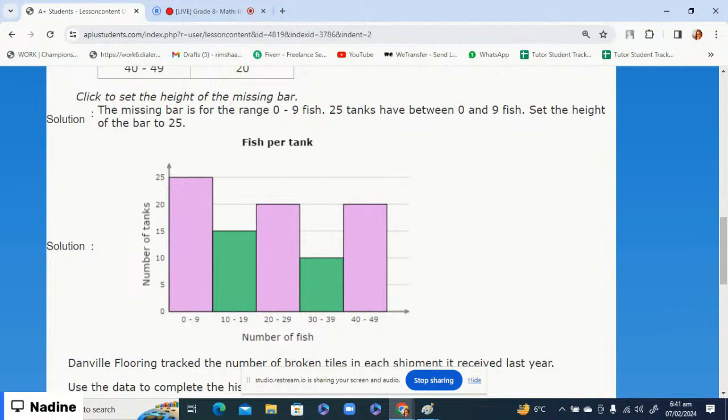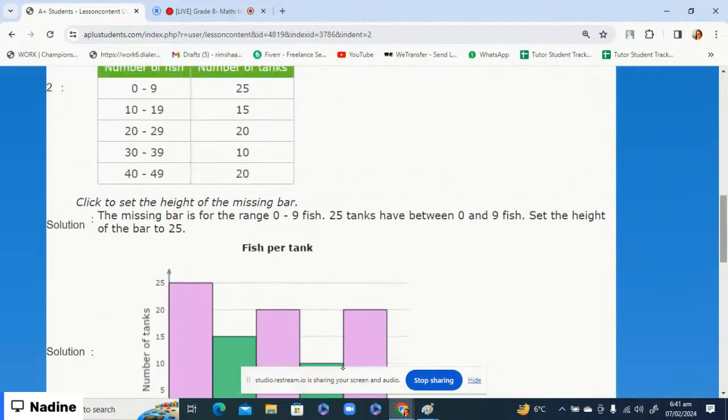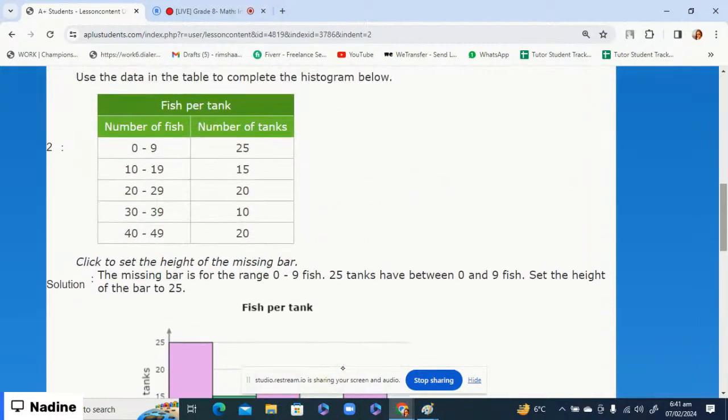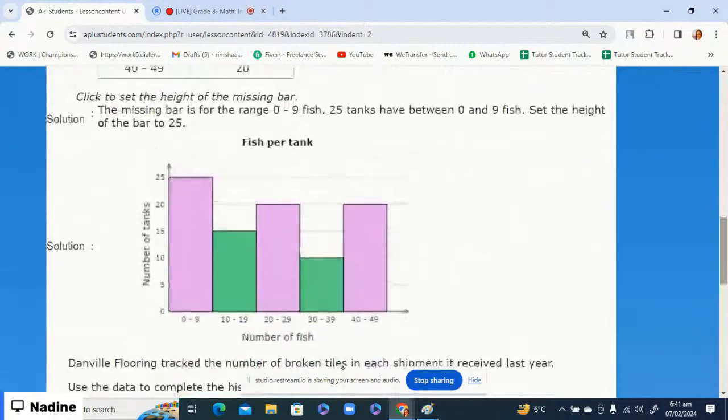Okay, so then we can say that 10 to 19, it's 15. It's on the 15. Okay, then 20 to 29, it's on the 20. Look, then 30 to 39, how much is it? It's 10. Then 40 to 49, it's on 20.